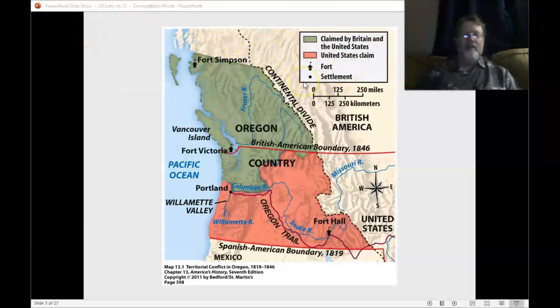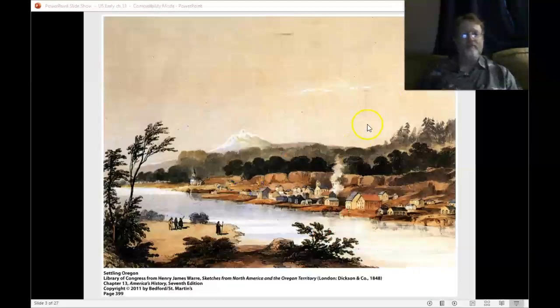And so yes, there's a lot of debate when they're arguing this back and forth about who really owns this territory. England claimed it, we claimed it. A mixture, a lot of mixture. Eventually, we get most of the territory. And this is pretty much what becomes Oregon and Washington. But we're going to talk more about this because it has a large impact upon what happens with Texas and Mexico. All of this is connected, as we're going to get into.